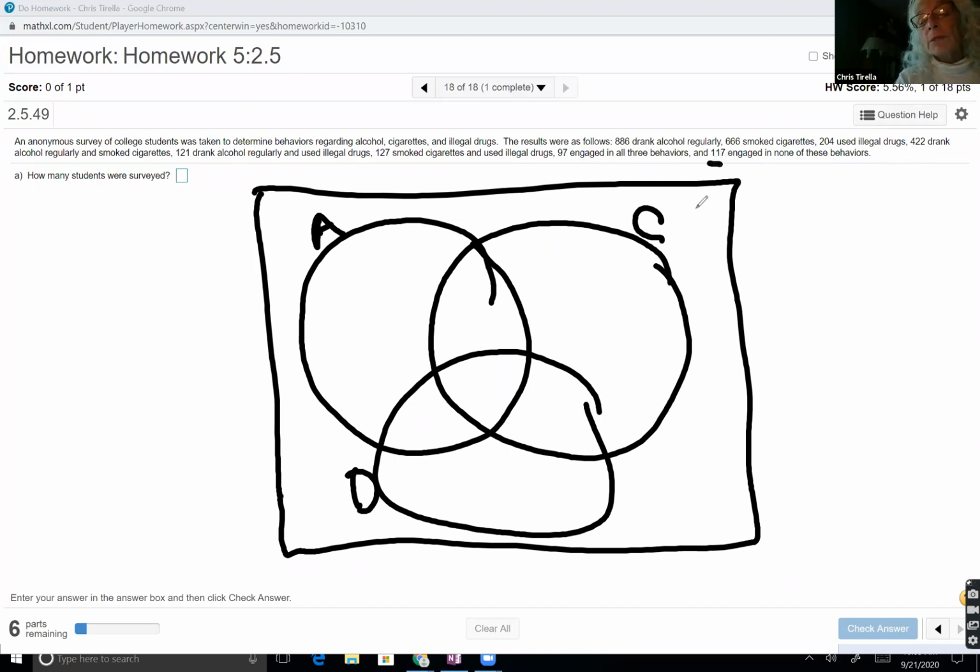What makes this one just a little bit different is it says that 117 did none of them. So that 117 that did none of them is actually the number that's outside. It's not in any of the loops. Then 97 did all three. All three is the overlap.